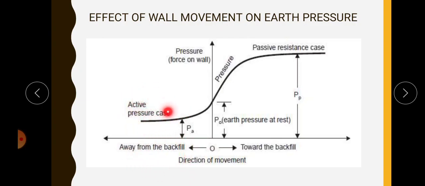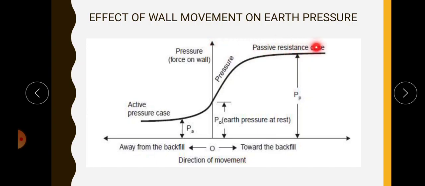In that case, since the retaining wall is moving away from the soil mass, there is a decrease in earth pressure. So this earth pressure will be the minimum value in the case of active. When it is moving towards the backfill, what will happen? The pressure increases. And this is the at rest condition, that is, there is no movement of the retaining wall. Here it is the initial condition, there is no movement, and if it is moving towards the backfill, what will happen? The pressure increases to the maximum value, that is the passive earth pressure.